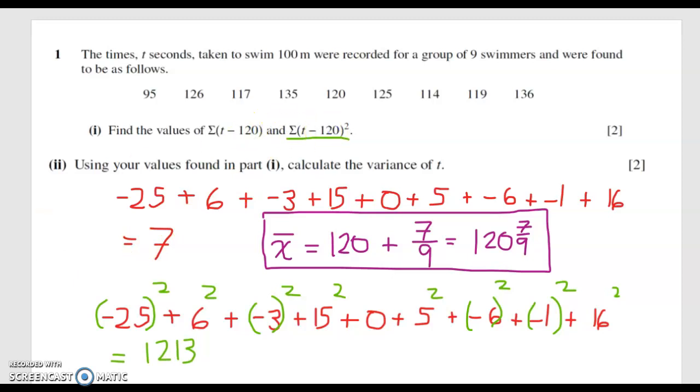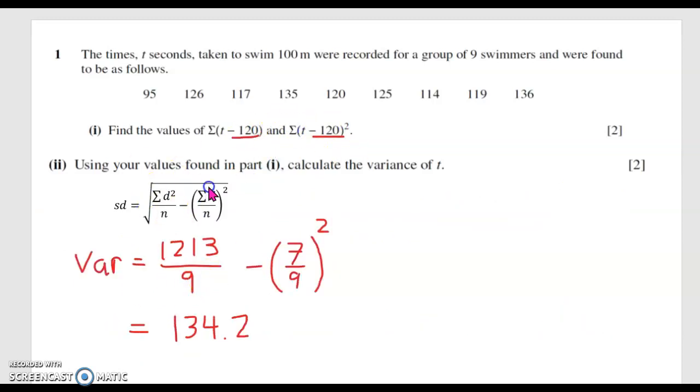So those are the two answers for part 1. For part 2, find the variance. We're just using this formula right here. They didn't ask for the standard deviation, they asked for the variance, so we don't need to square root it.